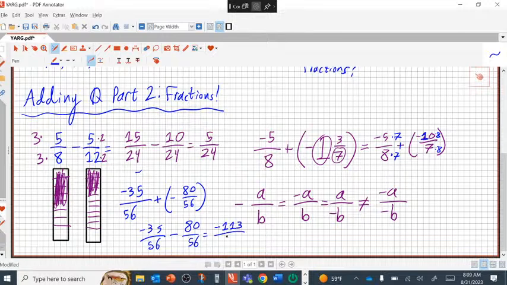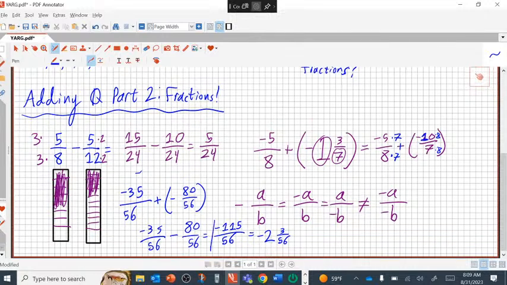Negative 113/56. Negative 115/56. Excuse me. I do not believe that reduces. No, I don't think that does. You might be able to turn it into a mixed number. Let's see, 56 goes into 112. So that would be negative 2 and 3/56.